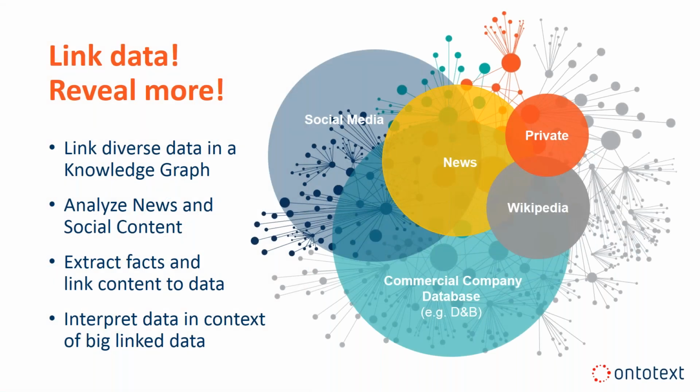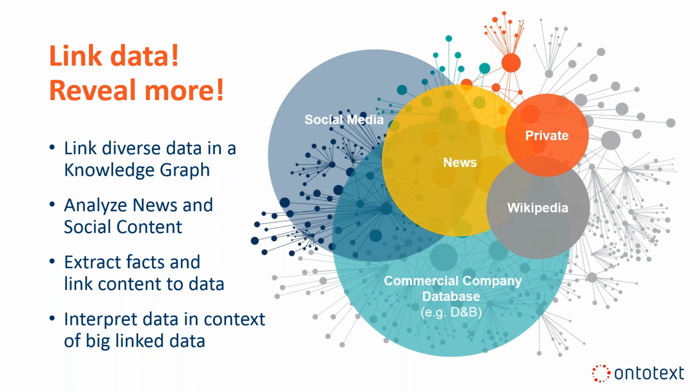Well, in general, in Ontotext we believe that if we combine information from news with information from Wikipedia, with private information, with social media information, and sometimes for some products we also buy information from commercial vendors like Dun & Bradstreet or FactForge or Bureau van Dijk, well, it's getting very interesting. You can do very good things if you use a graph database to combine this information.